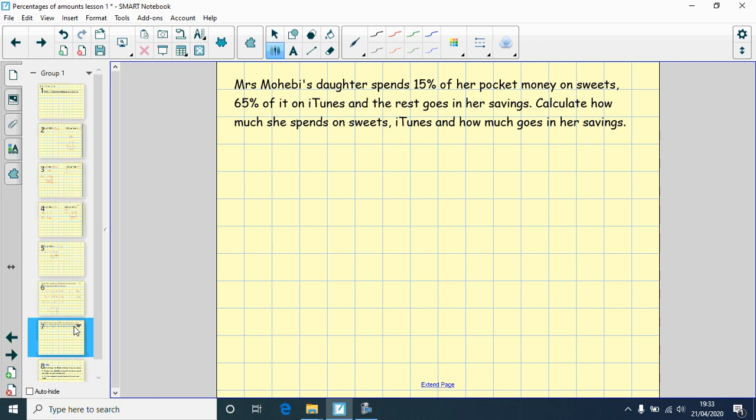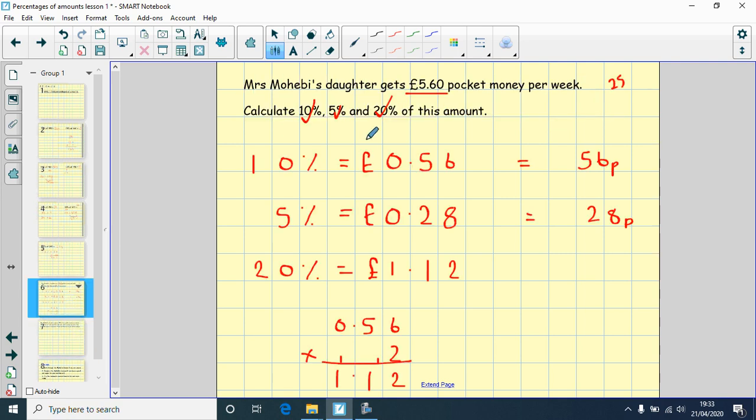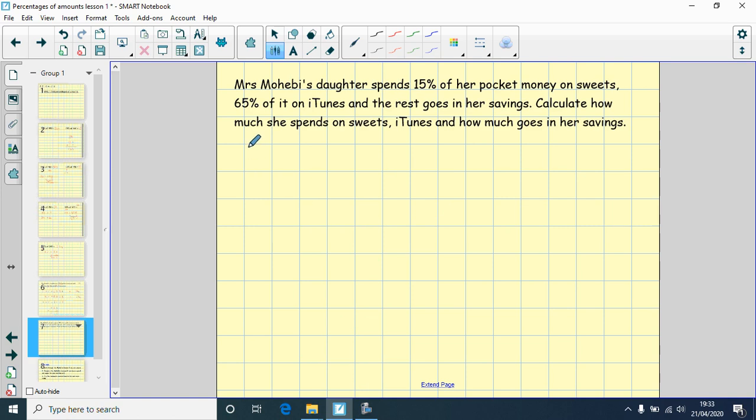And the last question that you might get something like today is this one. Mrs. Mehebi's daughter spends 15% of her pocket money on sweets, 65% of it on iTunes, and the rest goes in her savings. Calculate how much she spends on sweets, iTunes, and how much goes in her savings. Right, so we know she gets £5.60. So I might just write that down again. And again, this is a perfect chance for you to get some paper, do your jotting. So let's have a look.